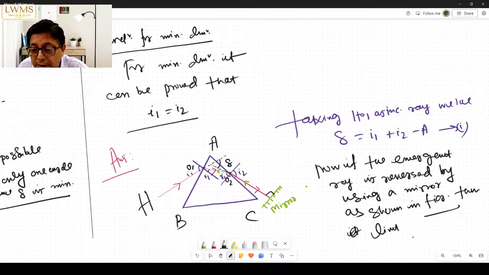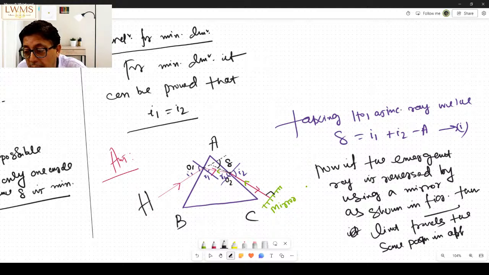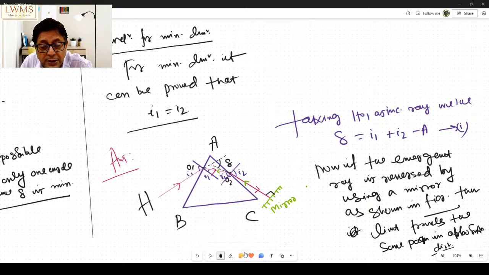light travels the same path in opposite direction. Clear? This is by the principle of reversibility of light. It will travel the same path in opposite direction. We are reversing, so it will go the opposite way as shown in the diagram.